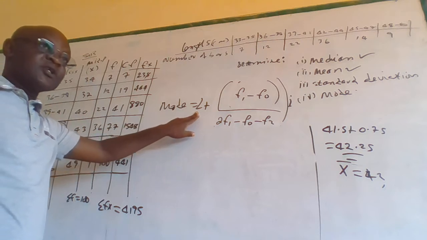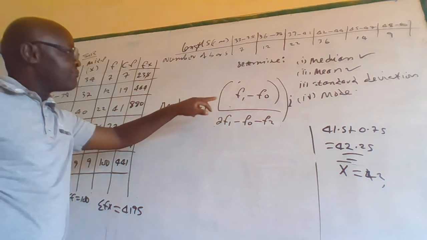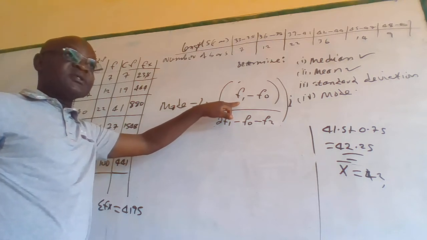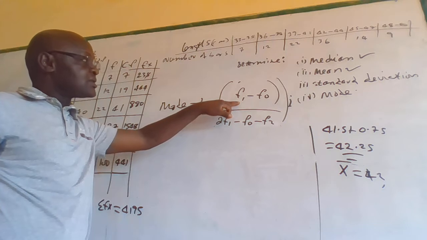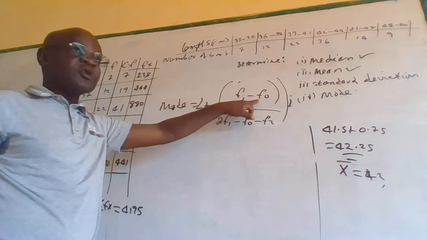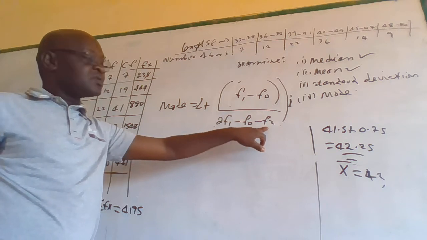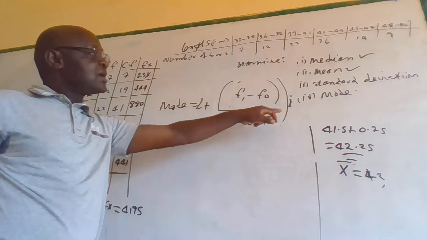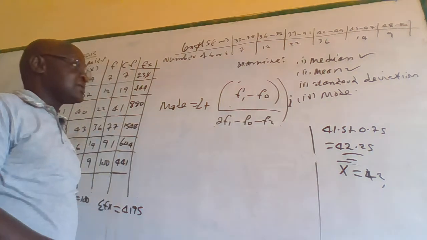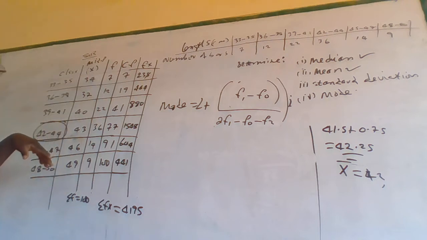Now, L is the lower class limit of the modal class. F1 is the frequency of the modal class. F0 is the frequency above the modal class. F2 is the frequency below the modal class, and i is the class size. Now we need to identify the modal class.